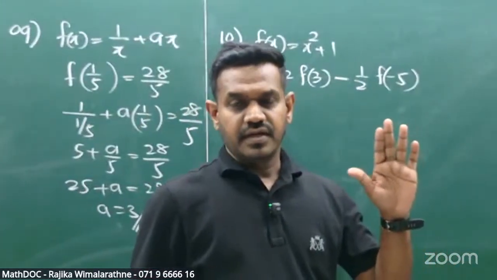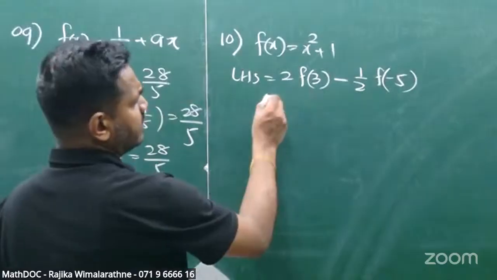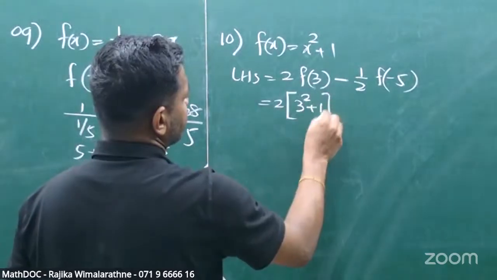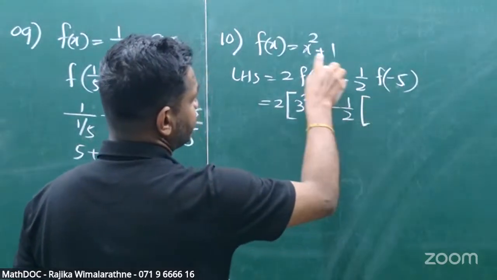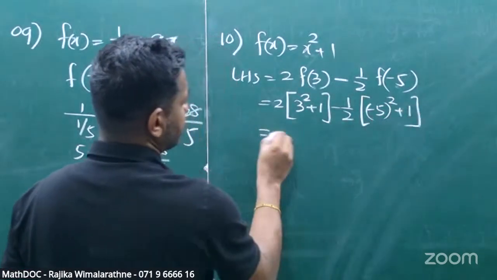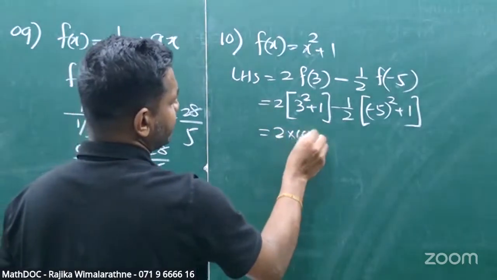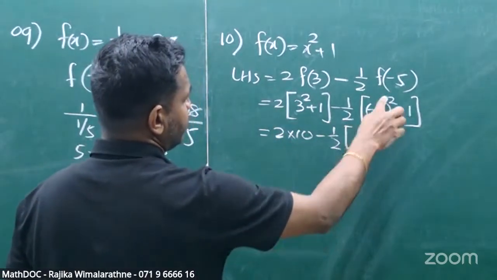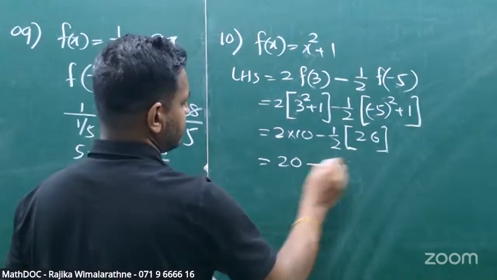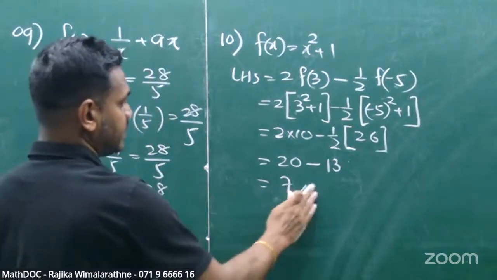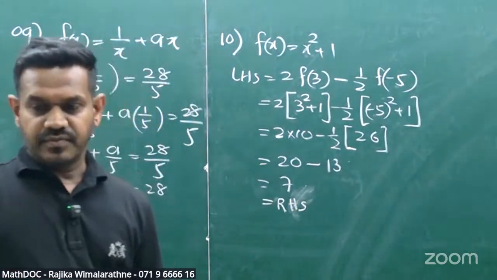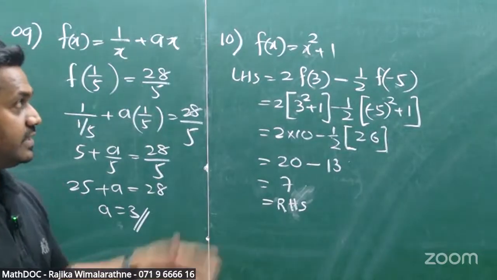Now we know the function. Then 2 times f(3) means substitute 3. f(-5) means substitute minus 5. Then 2 times (9 plus 1), that is 10. Here 25 plus 1, that is 26. Then here 20 minus 13, that is 7. Now that equals the right hand side. So you had better prove that one like an identity. Okay, complete that.